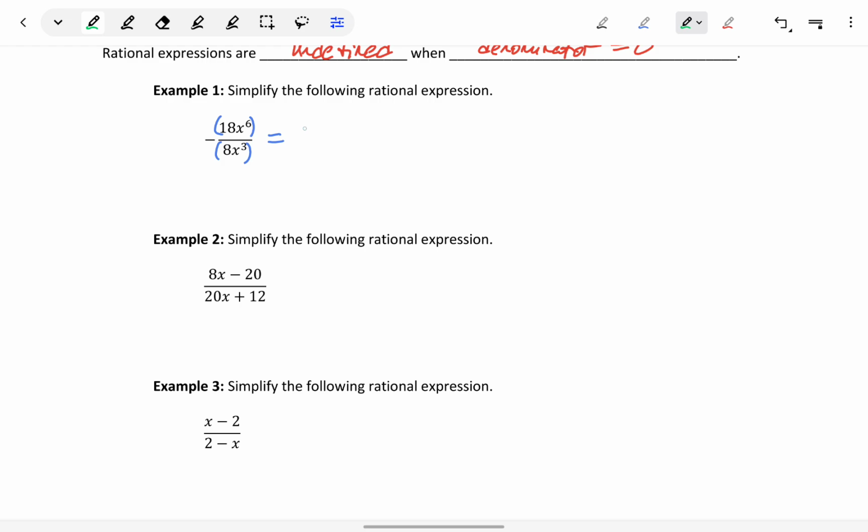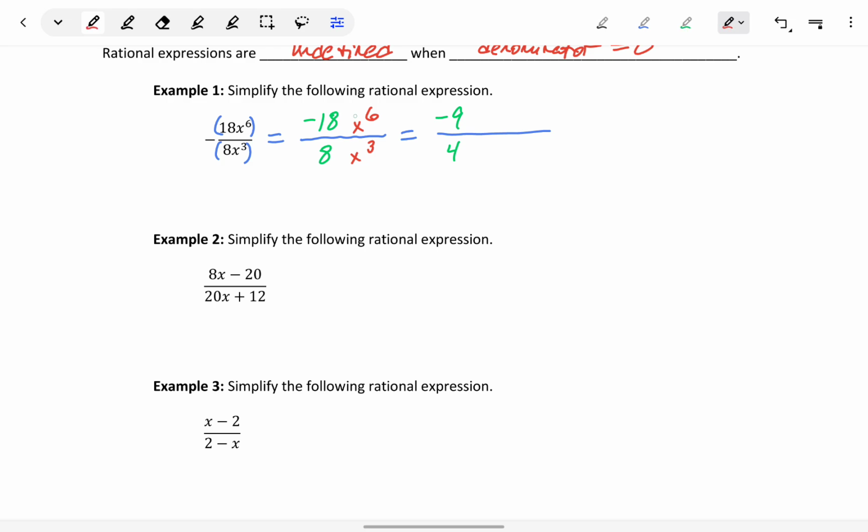We can go ahead and bring that negative up into the numerator, and notice that what we have is a coefficient times a variable raised to a power, divided by a coefficient multiplied by a variable raised to a power. Looking at the coefficients, we can see that 18 and 8 are both divisible by 2. So if we divide those two values both by 2, we would end up with negative 9 in the numerator and positive 4 in the denominator.